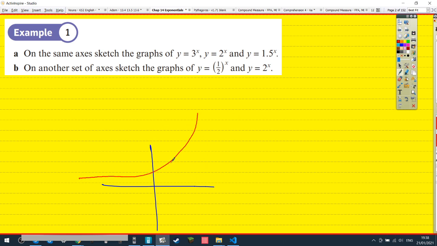Y equals 2 to the x. Y equals 3 to the x. Y equals 1.5 to the x. So I'm just going to write, that's the 1.5 one. That's the 2. That's the 3. A half to the x. 1 over 2 is the same as 2 to the power of what? 2.